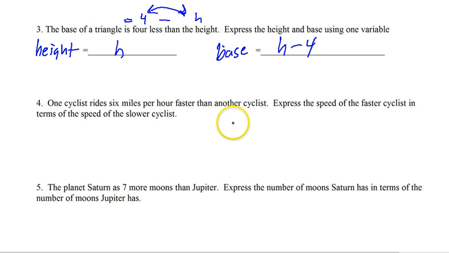Alright, and then there's the answer. So it says that the base of the triangle, so we're giving the base the expression, is 4 less than the height, which means the base of the triangle has to be h minus 4. And since we said the height is h, we have to say the height is h. We're giving that h a definition. Alright, here's our next one.